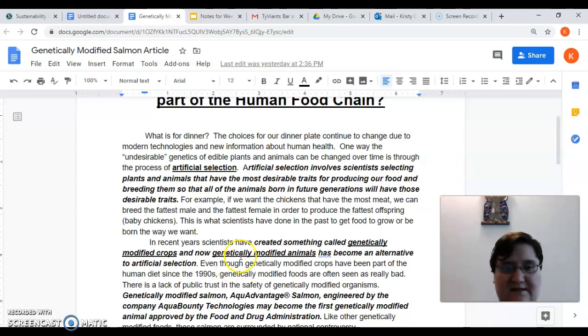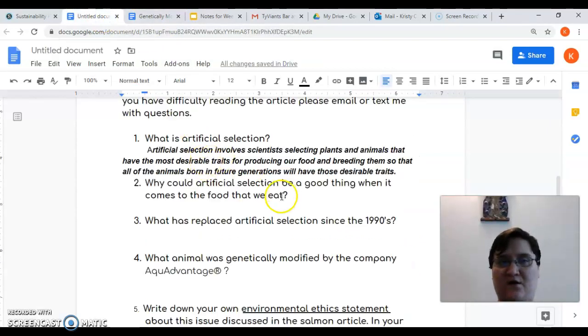In recent years, scientists have created something called genetically modified crops. Okay, so this is what I was talking about up here, where we go in and take out a gene or add a gene. So in recent years, scientists have created something called genetically modified crops, and now genetically modified animals have become an alternative to artificial selection. Let's go back to our doc. Oh, wait, let's actually go to question 3 for a second.